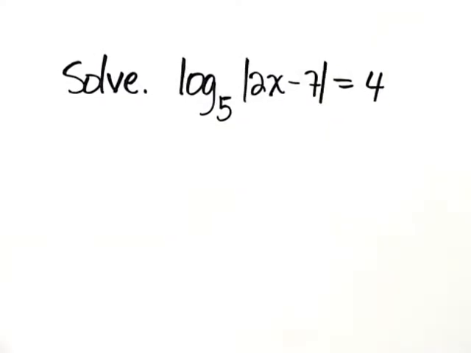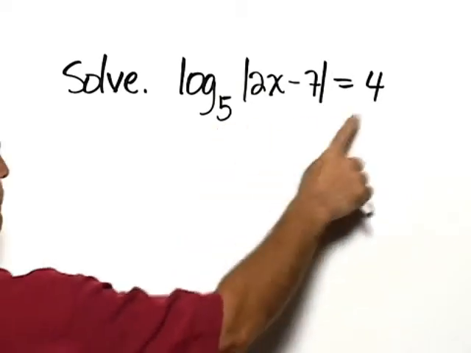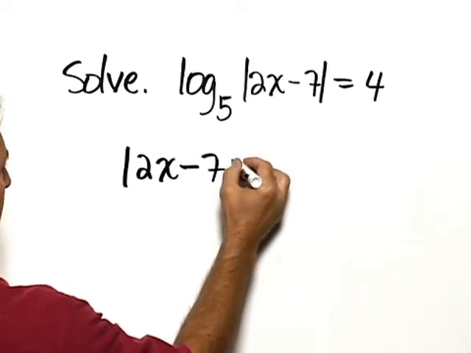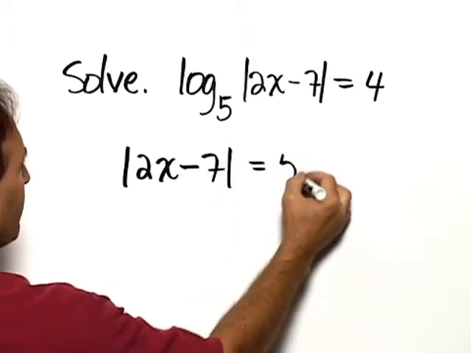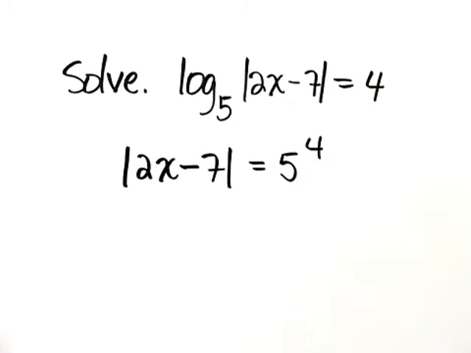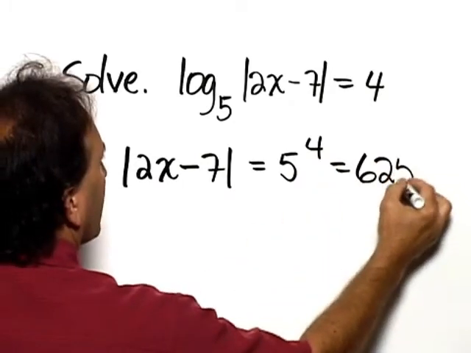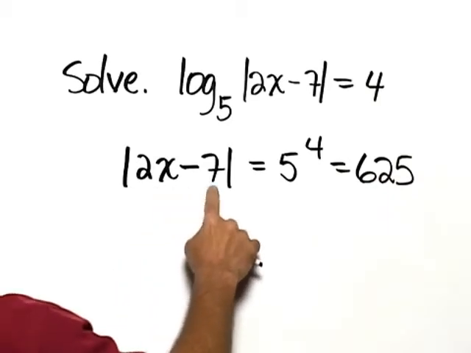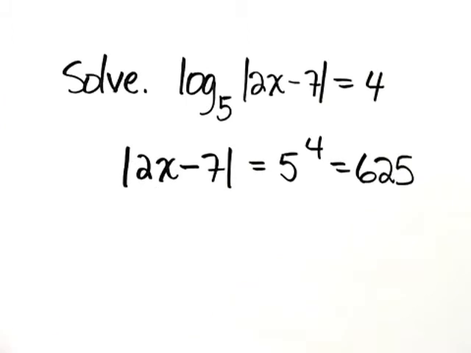Solve log base 5 of the absolute value of 2x minus 7 equals 4. Well, let's translate this from the logarithmic equation to the exponential equation. Of course, 5 is the base, 4 is the exponent, and therefore the absolute value of 2x minus 7 is equal to 5 raised to the power of 4, which is equal to 625.